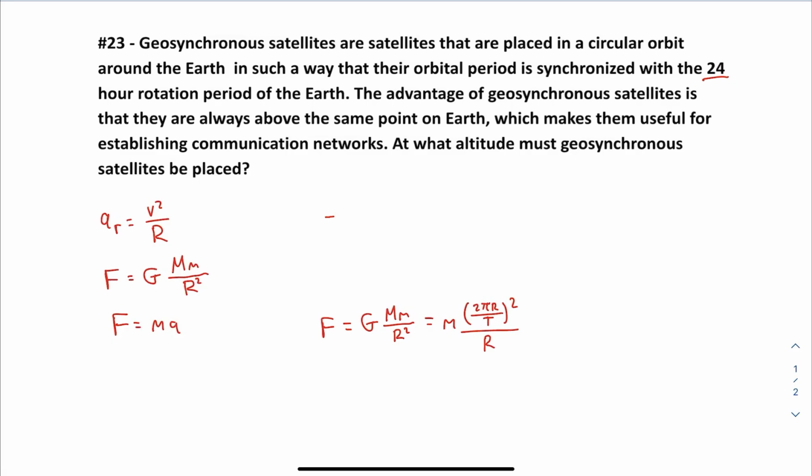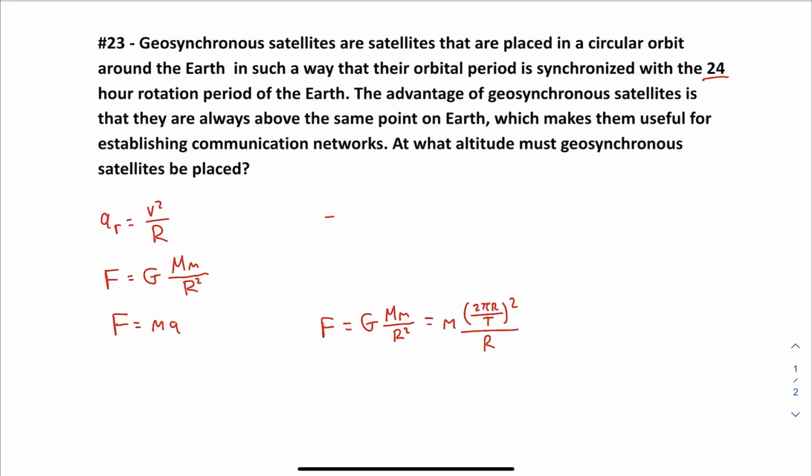Question 23 appears pretty tricky at first, but if we remember a few key equations, it actually turns out to not be too difficult. So the problem asks us about the altitude of a satellite that is in circular orbit around Earth, and it's a geosynchronous satellite, meaning that the orbital period is synchronized with the 24-hour rotation period of Earth.